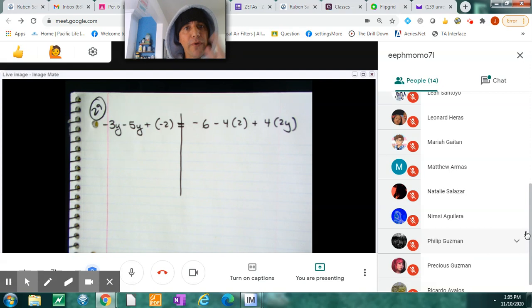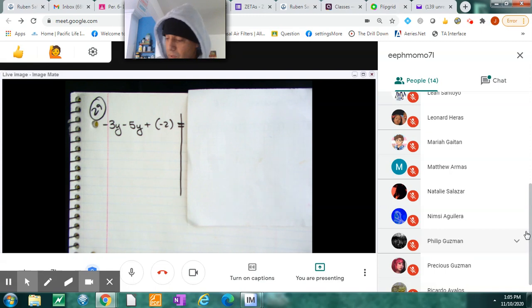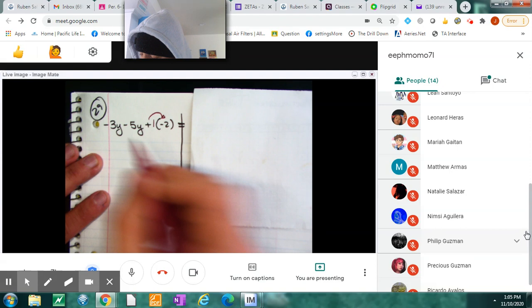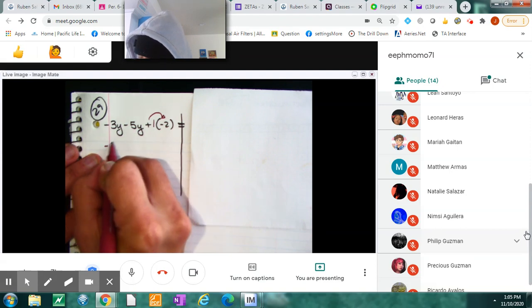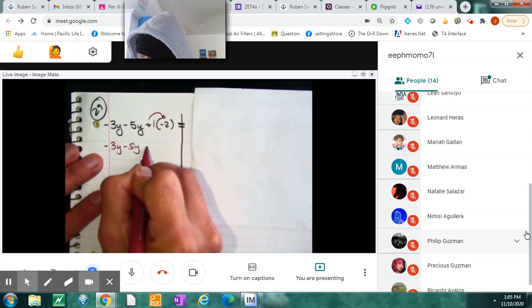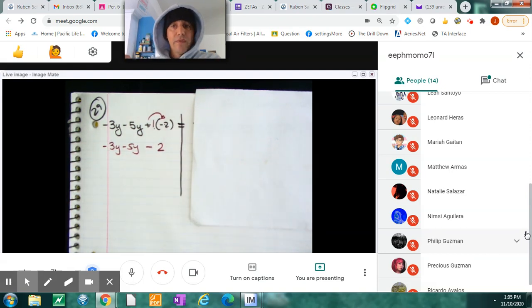So what do I do first? Parentheses, right? So we're gonna do the right side, the left side. All right. So what do I do? Okay, I'm gonna put a 1 right here, and I'm gonna do a little multiplication. Everything else stays the same. Negative 3y minus 5y. Positive times negative is negative. 1 times 2 is 2. Right. Now what do I do?